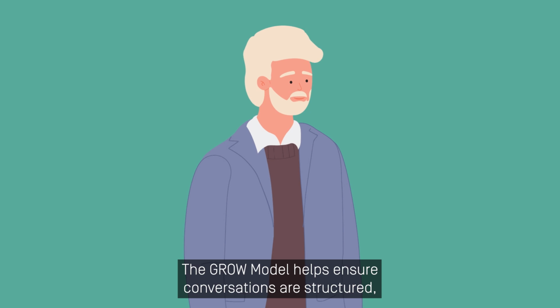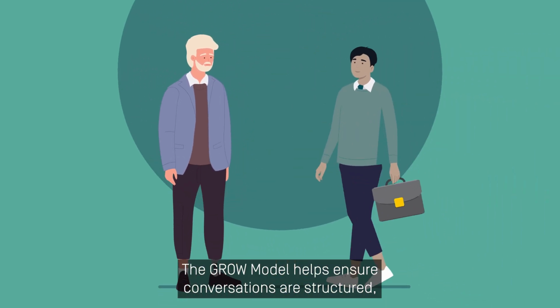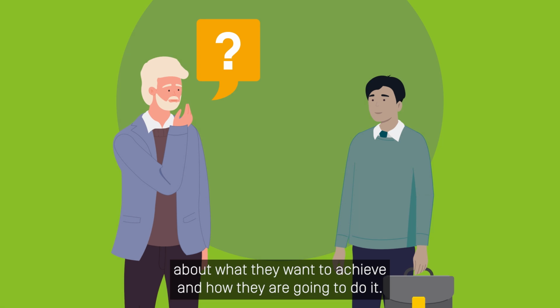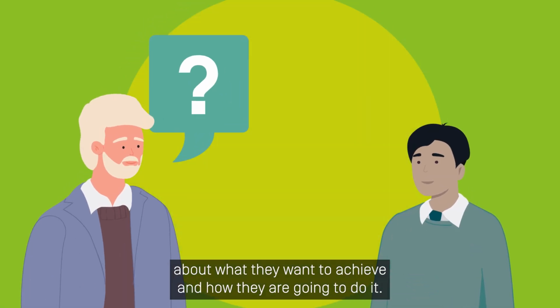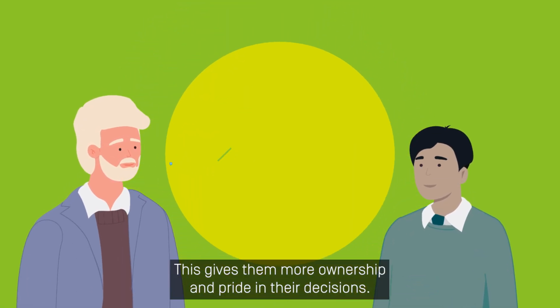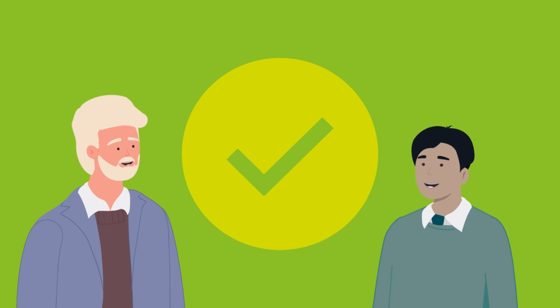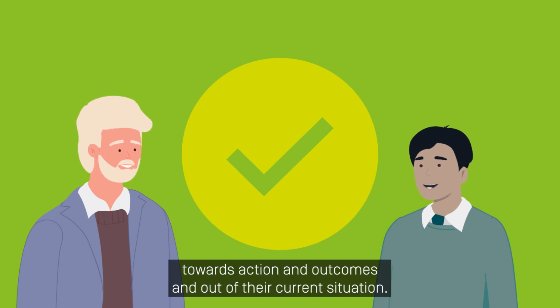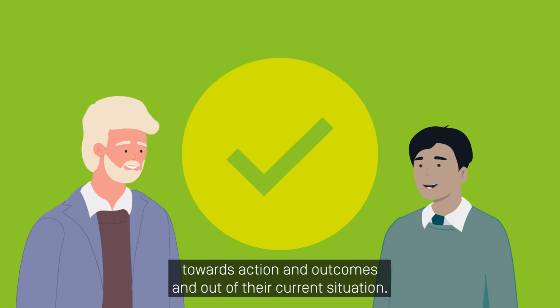The GROW model helps ensure conversations are structured, so your developmental coachee comes to their own conclusions about what they want to achieve and how they are going to do it. This gives them more ownership and pride in their decisions. It also keeps conversations focused on moving them towards action and outcomes and out of their current situation.